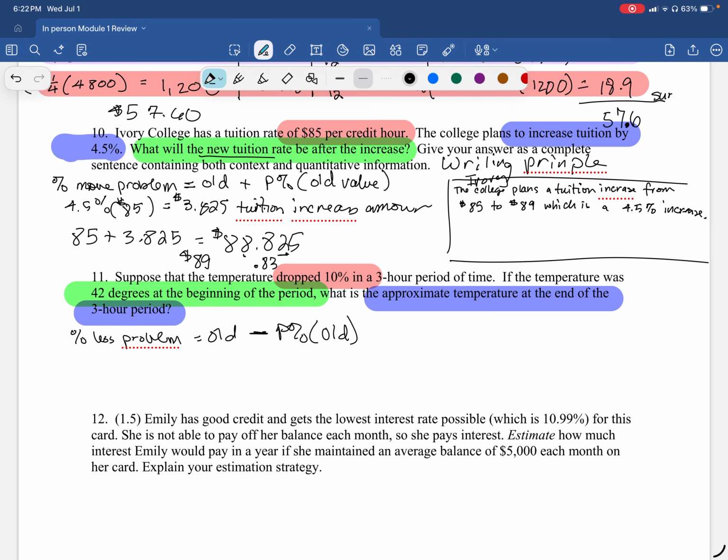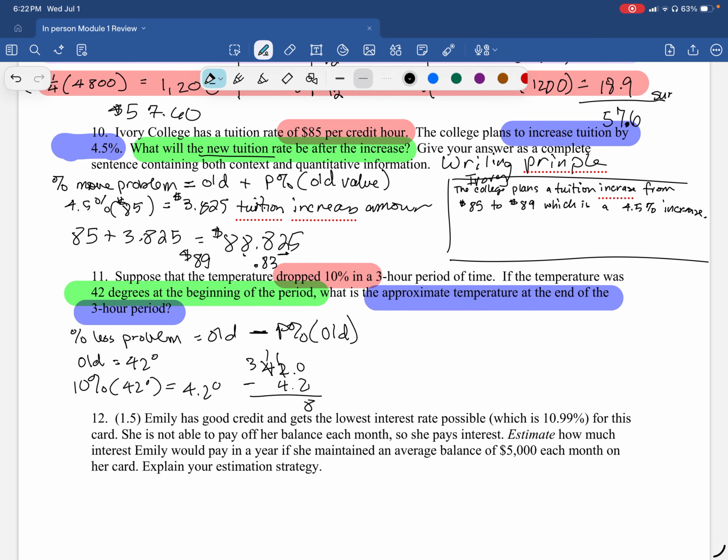So old value is 42 degrees. 10% of 42 degrees is 4.2 degrees. And then we have to do 42 minus 4.2. We get 8 with 1, 3, 11. So we have 7.8 with the 3. Did I do that? 11? Yeah.